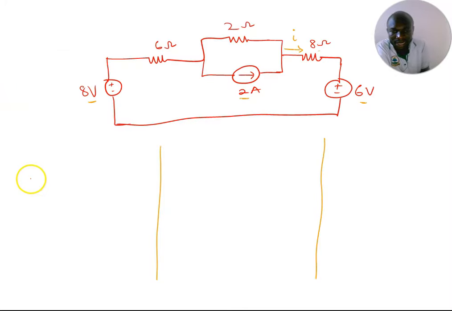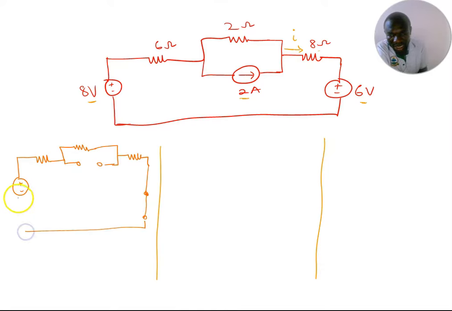So the first one is going to be something like this. So I'm going to maintain the 8 volts. Right. I'll maintain the 8 volts here. So here is going to be what? An open circuit. If I'm removing the current source, it's going to be an open circuit. And I have my resistor here. Then I'll also have a short circuit. Right. I'll have a short circuit here. And it will end something like this.